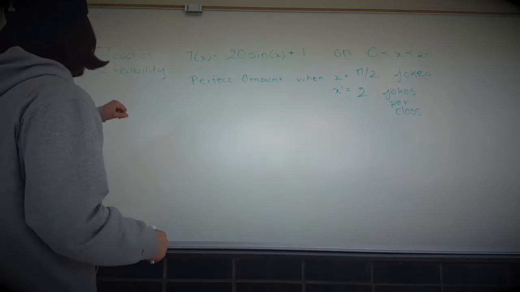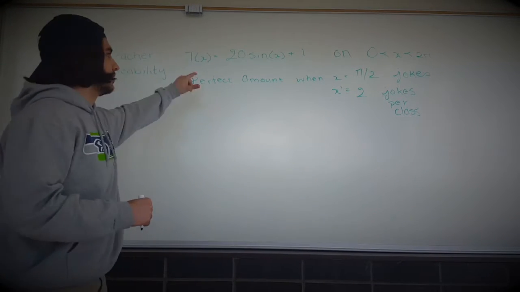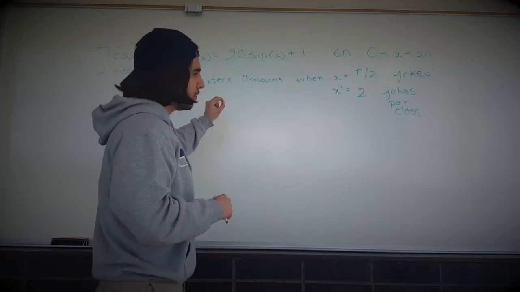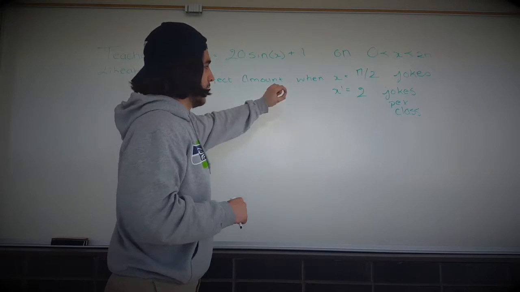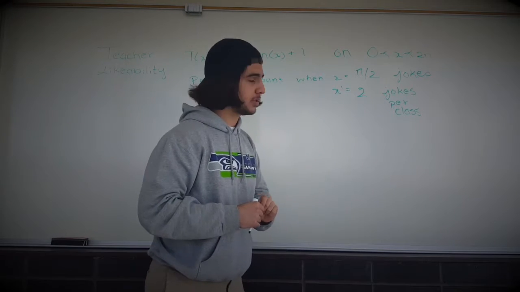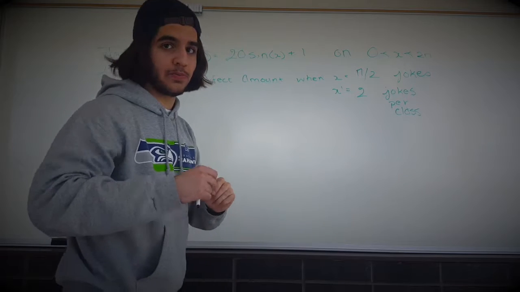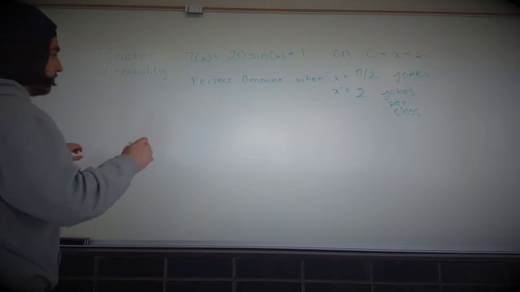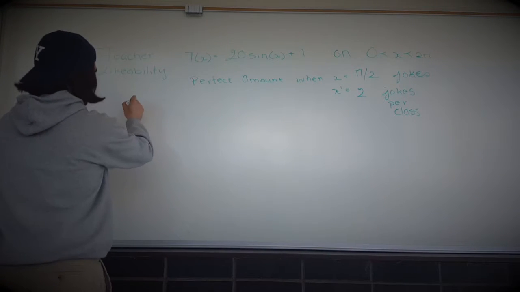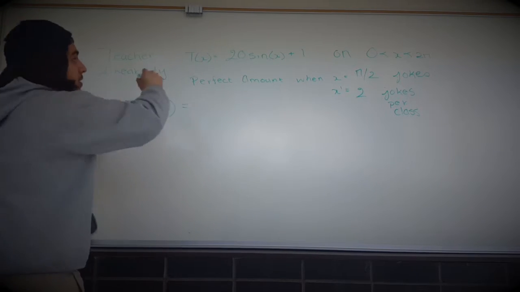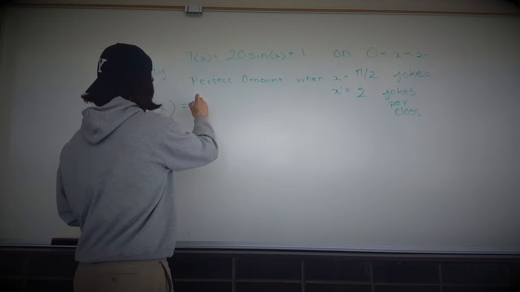Let's go. So first we have the teacher likability, T(x) equals 20 sine x plus 1 on the interval 0 to 2 pi. And we also know that the perfect amount of jokes is when there are pi over 2 jokes and when the amount of jokes is changing at 2 jokes per class. So first, you take the derivative of the teacher likability index. So T prime of x, which is going to be equal to 20.